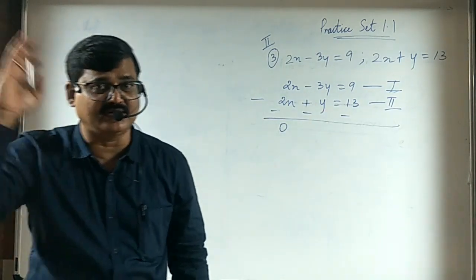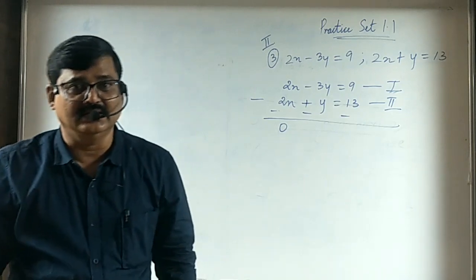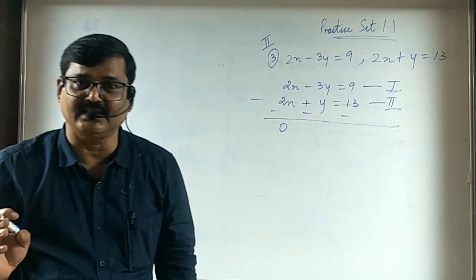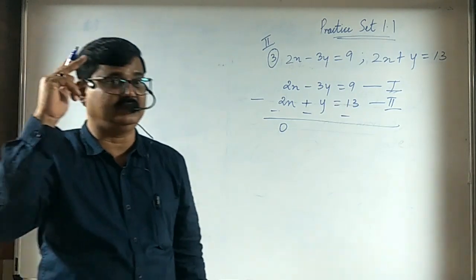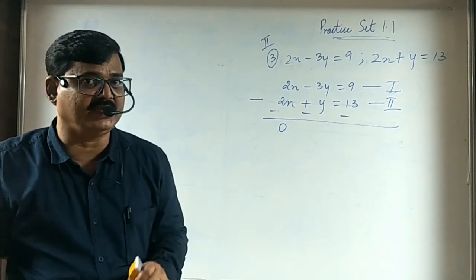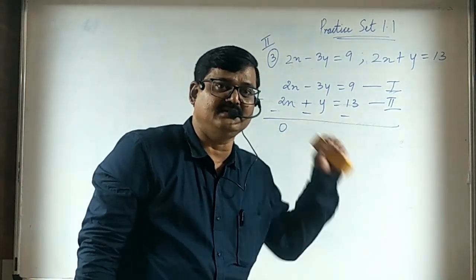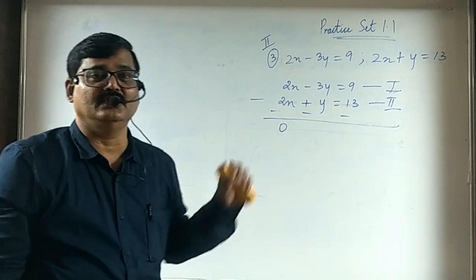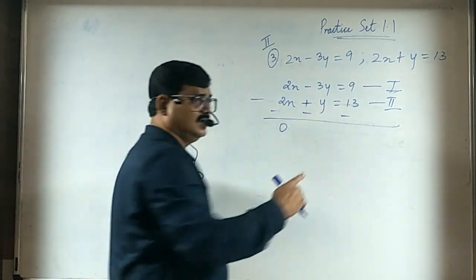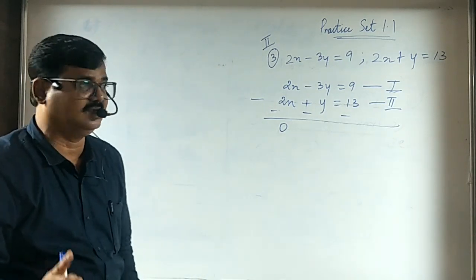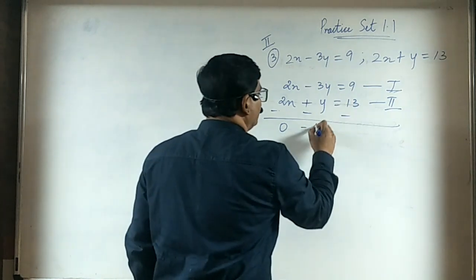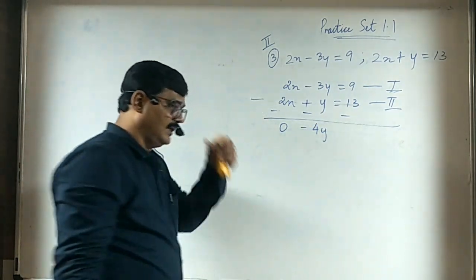Do you remember we studied in 9th standard? If both the numbers have a minus sign, we have to add and write the minus sign only. Addition is possible in two ways: either both numbers are plus plus or both are minus minus. Here both are minus minus, so we add and write the minus sign. Minus 3y, and where there is no number it means 1, so minus 3y and minus 1y will be minus 4y.